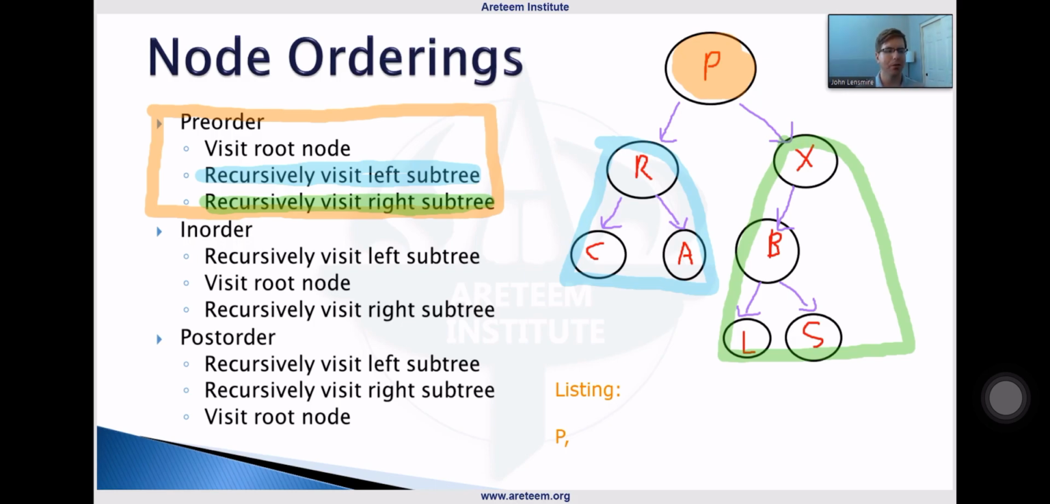So now if we're focusing on the left subtree, we're focusing on this subtree right here. Well, now we go back to square one. What do we visit first? We visit the root node. So we visit R. Now we're going to recursively visit the left subtree and the right subtree. Well, okay, then we start over. For the left subtree, we have C, and we visit the root node. So we list out the C. There is no right subtree or left subtree for C, right? Once we get to a leaf, we're done.